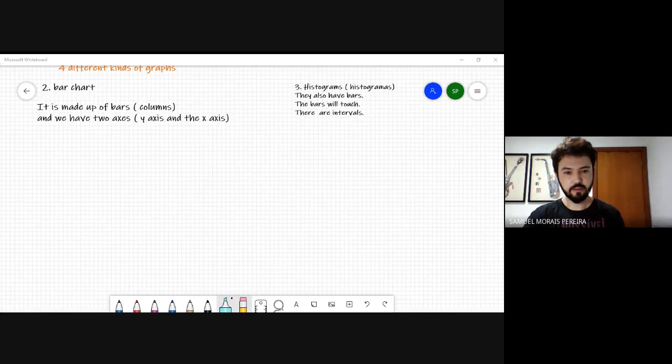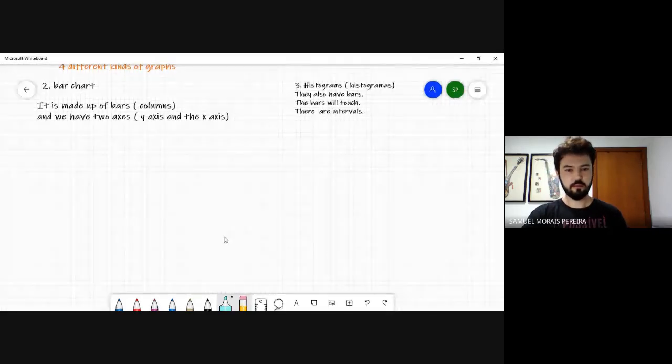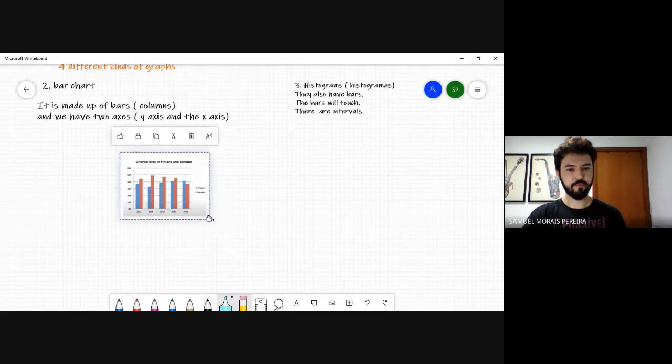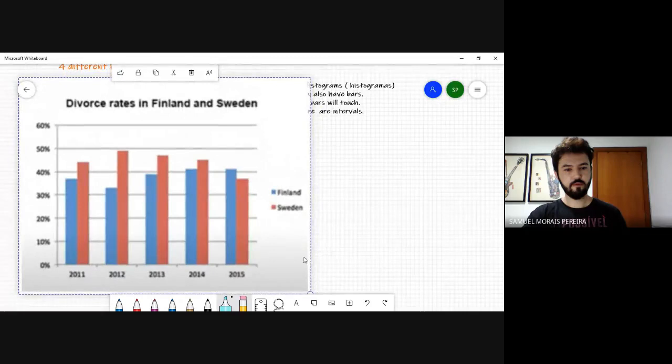Just a moment. Let me try to find the graph here. Just a moment, guys. Okay, it's here. Take a look at this graph here. This graph shows you the divorce rates in Finland and Sweden. Finland é Finlândia. Finland, rates são índices, ó, índices de divórcio. A taxa de divórcio in Finland and Sweden, okay?